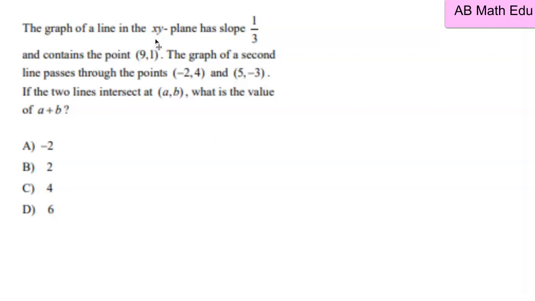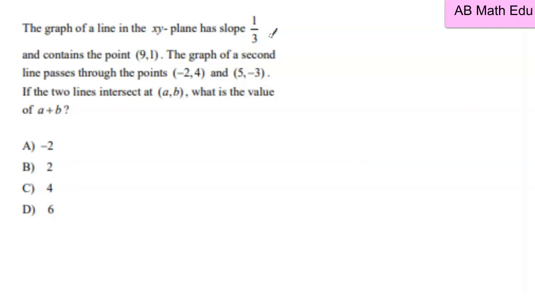We have been given the slope of a line, and that slope contains a point (9, 1). That's the first equation of a line. The graph of a second one passes through the points (-2, 4) and (5, -3). If these two lines, the first line and the second line, intersect at (A, B), what is the value of A plus B?